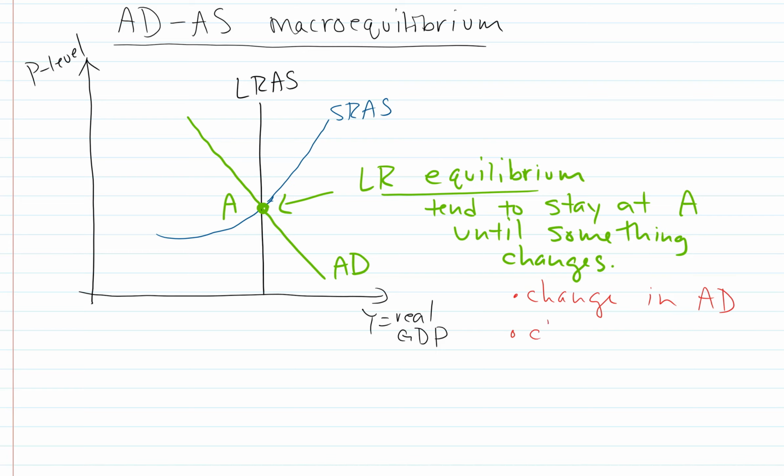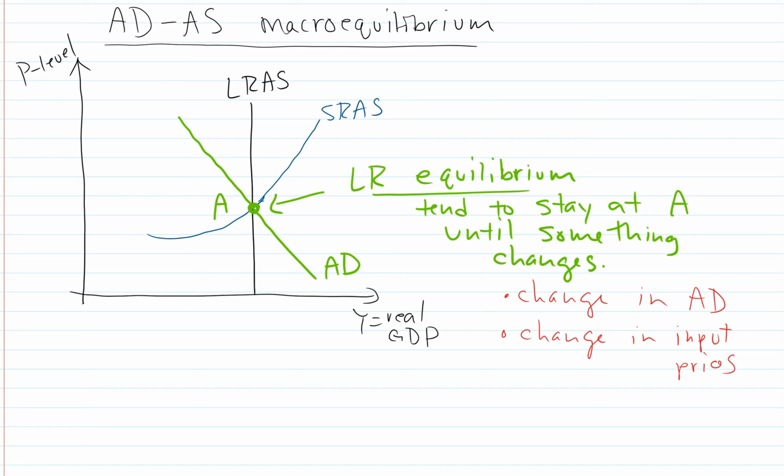We could have a change in the input prices. And the other thing we could have, we won't actually be showing this because we've already kind of talked about this, is a change in potential GDP. Okay, so remember this point is labeled as potential GDP. So that could happen as well. Any one of these things would move our equilibrium, and then we would probably end up in a short-run point, and then eventually we would expect the economy to adjust back to this long-run equilibrium. At least that's what this model is about.